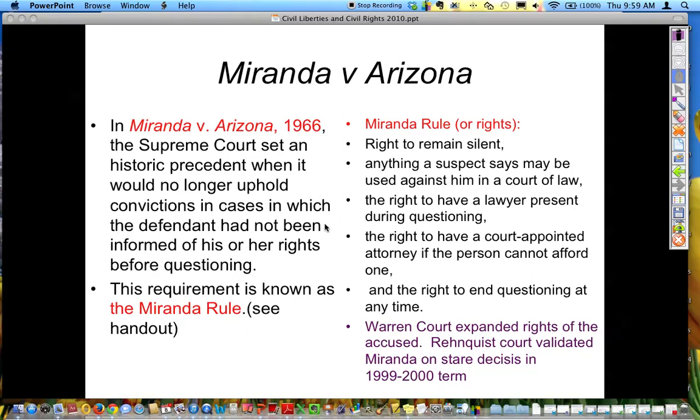In Miranda versus Arizona, the Supreme Court set a historic precedent when it would no longer uphold convictions in cases in which the defendant had not been informed of his or her rights before questioning. This requirement is now known as the Miranda Rule, and I've given you this court case in a little bit more detail.